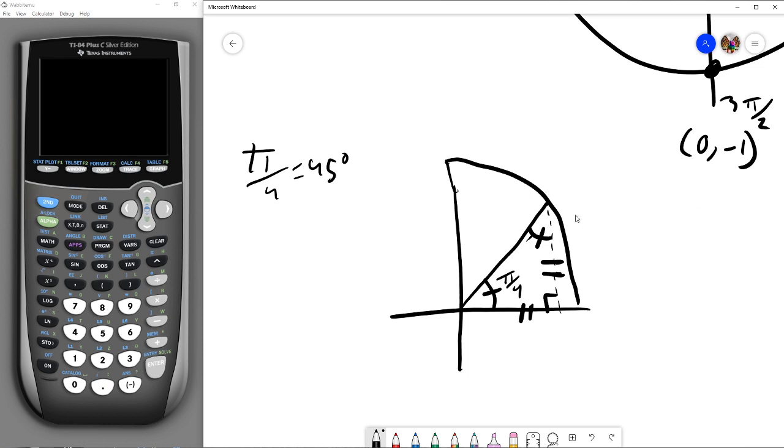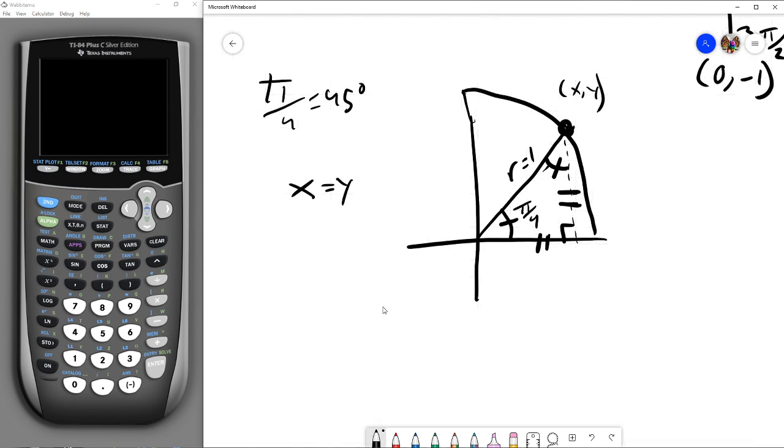Now, since these two angles are the same, these two sides have to be the same too because it's an isosceles triangle. So we are using a lot of geometry facts here. In fact, this is going to be a very geometry-driven video. So when we consider our xy coordinates here, we can note that these two sides are equal, so x is going to equal y. And our hypotenuse is just a radius, and that's equal to 1.